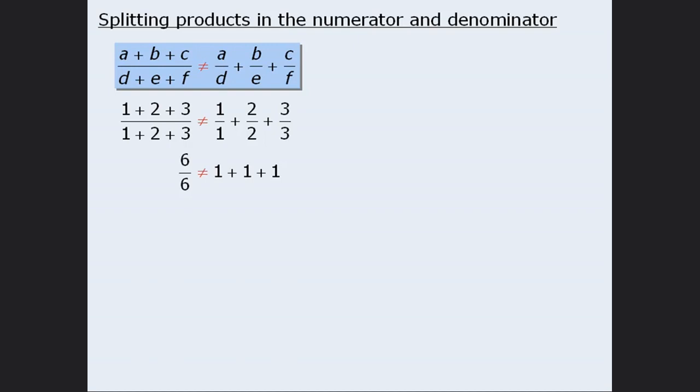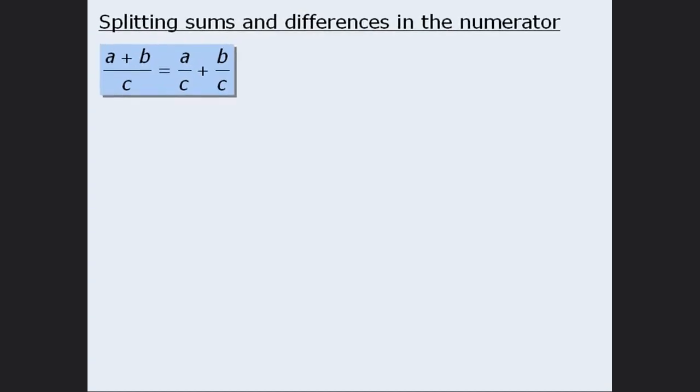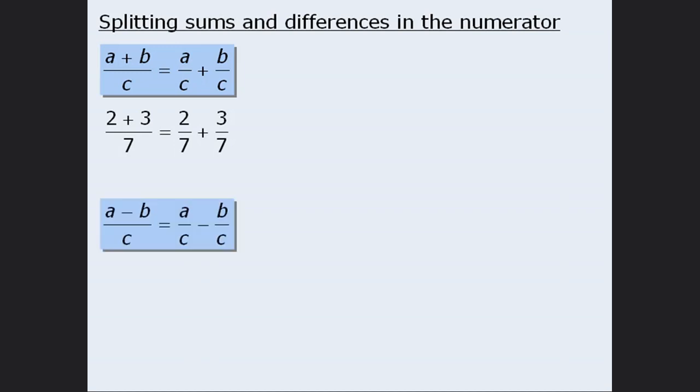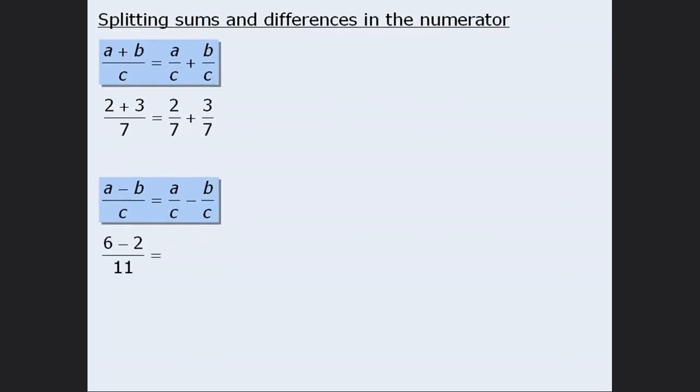Now there is, however, a property that does allow us to split a certain kind of sum. It looks like this. Notice that we are splitting the numerator into two parts, but the denominator stays the same. So, for example, we can take this fraction and rewrite it as the sum of these two fractions. This property also works with subtraction, so this fraction can be rewritten as follows.